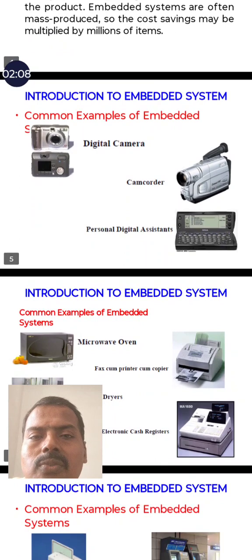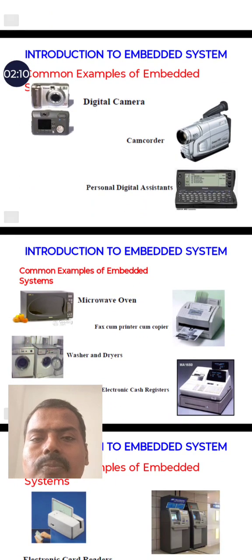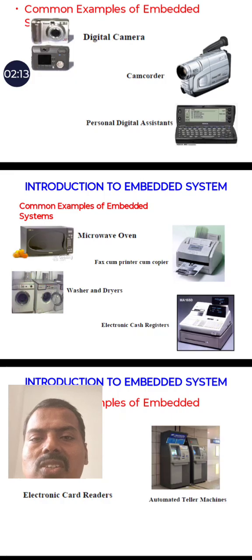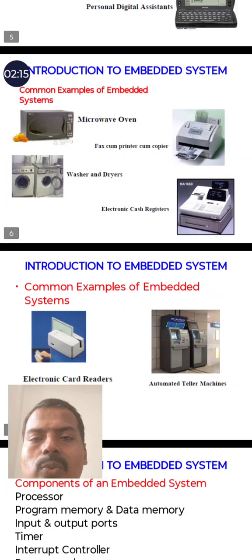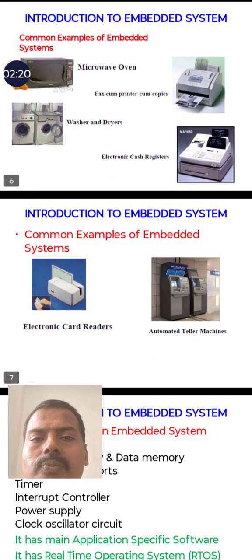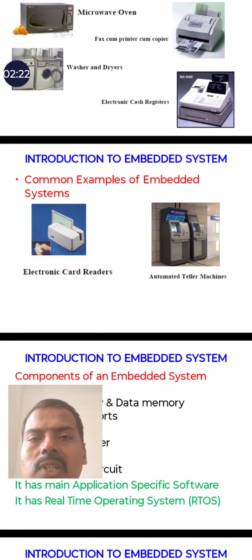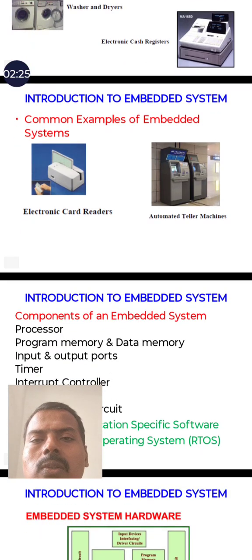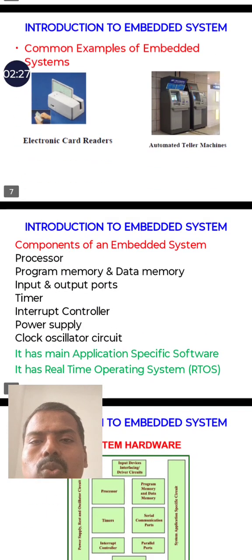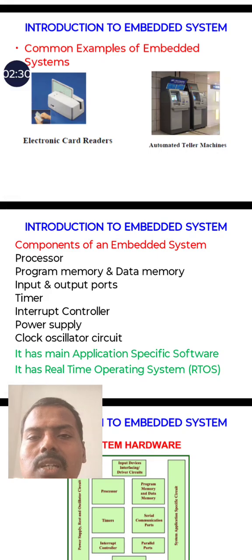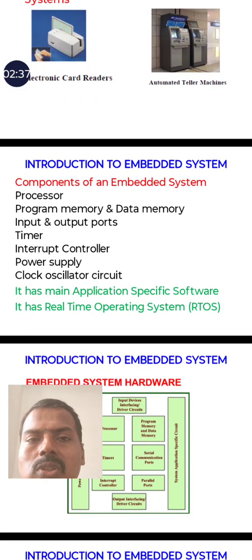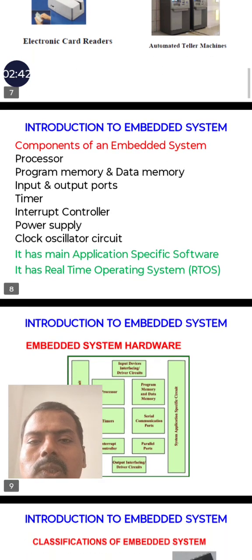The common examples of the embedded system are the digital camera, camcorder, personal digital assistants, microwave oven, washing machine, dryer, and the fax printer. These are some of the examples of the embedded system. Here I also represented other common examples of the embedded system: electronic card reader and automatic teller machine. Nowadays everyone is using the ATM machine, so that is the best example of an embedded system.